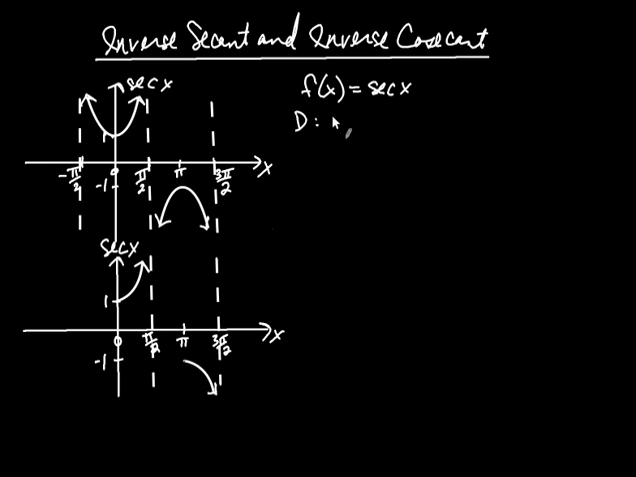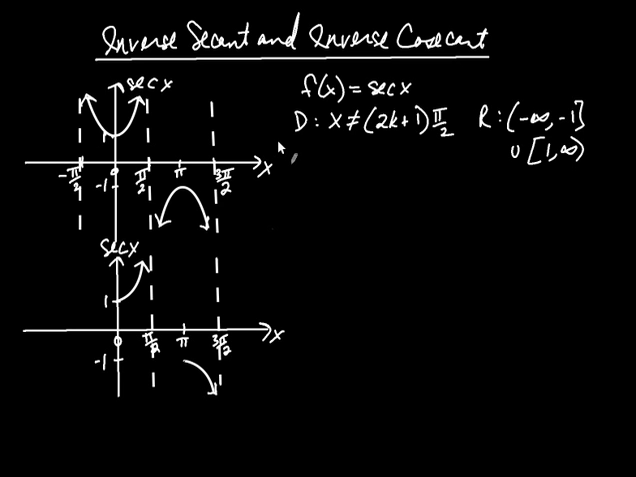Well, x can be anything except an odd multiple of pi over 2. And the range, I can see that the range is negative infinity to negative 1 union 1 to infinity. Now the problem, of course, as far as the land of inverses is concerned, is that secant is not 1 to 1. That is, it doesn't pass the horizontal line test.